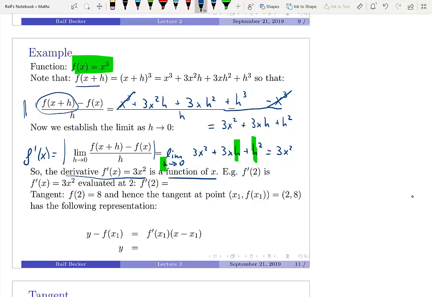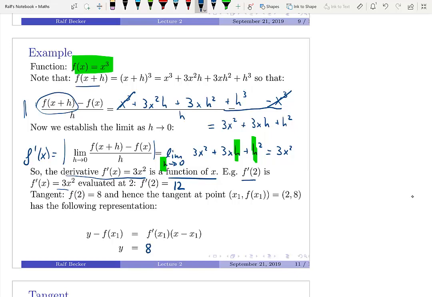This is of course again a function of x. The slope to our original function will change depending on the value of x we are looking at. If, for instance, we are looking at the value of x equals 2, then the slope is 12. And with that information we can calculate the equation which represents the tangent at a particular point.